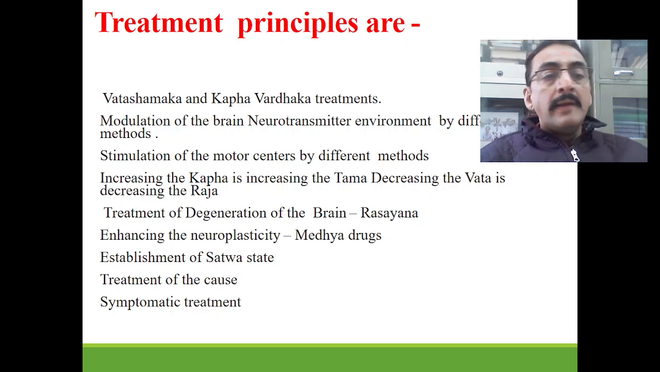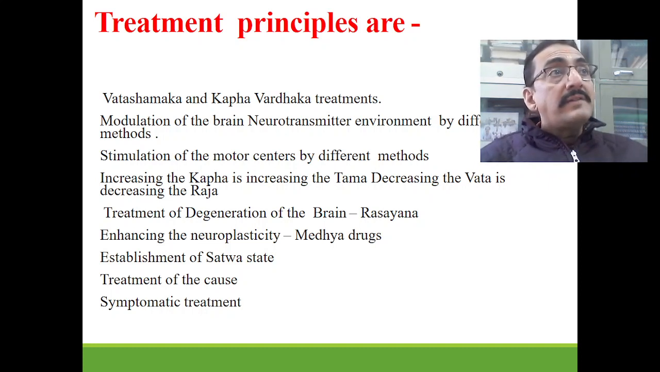Now, establishment of the sattva state. This is important. I told Raja is increased, Tama is increased. Raja means excitatory, Tama means inhibitory. Now, in a normal person, what we require is there should be a balance between these two. Then the person is called normal. Then your brain activity will be normal. It should not be excess, it should not be less. Tama and Raja both should be present in a balance. Then the normal brain function will take place.